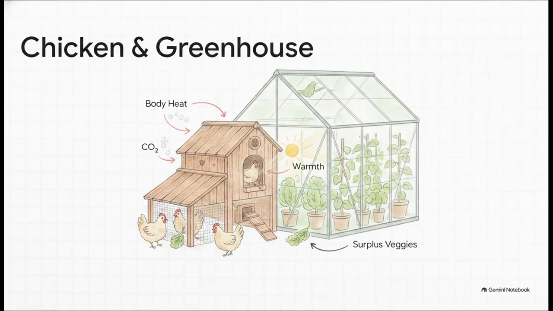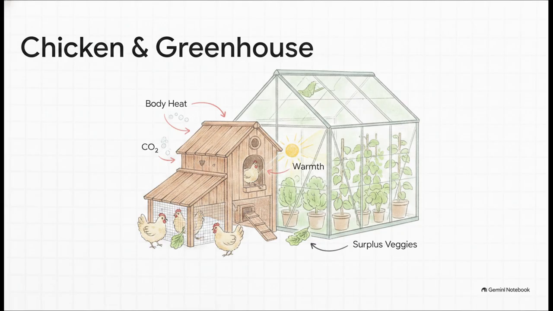Let me give you an elegant example of this. This is based on one of Bill Mollison's foundational design templates, the chicken in the greenhouse connection. So the chicken breathes out carbon dioxide and radiates body heat, right? Well, that is exactly what the greenhouse plants desperately need on a cold night.